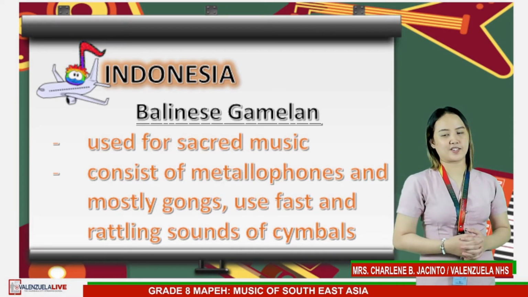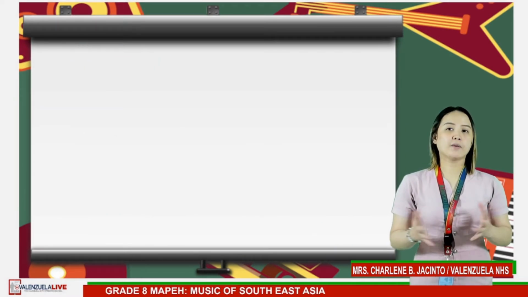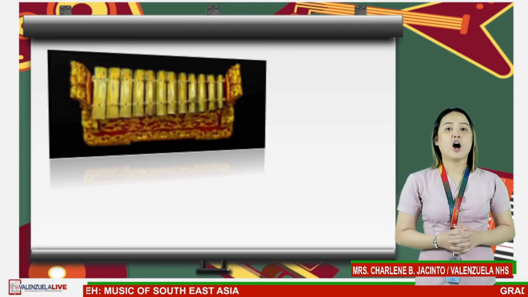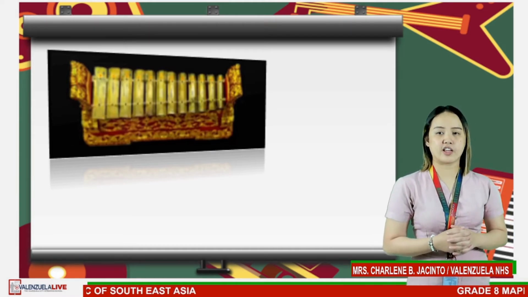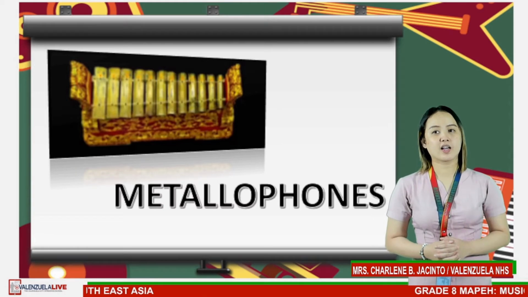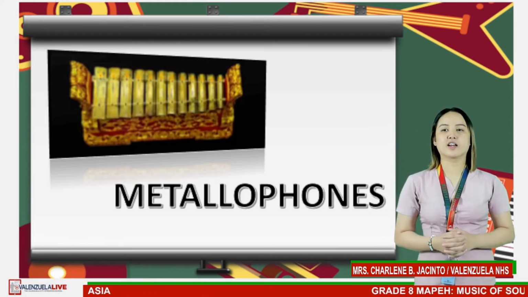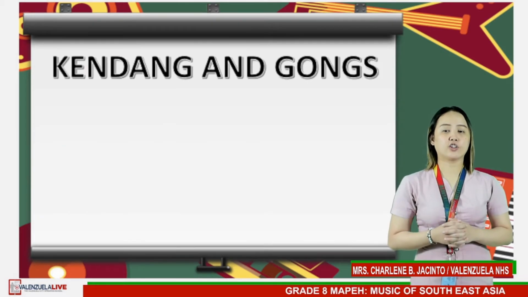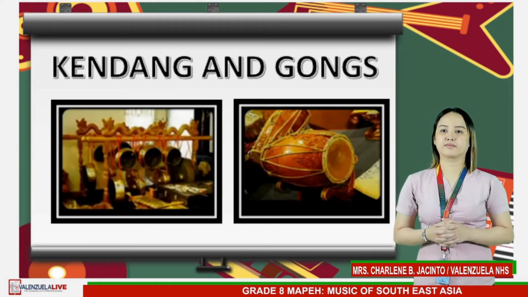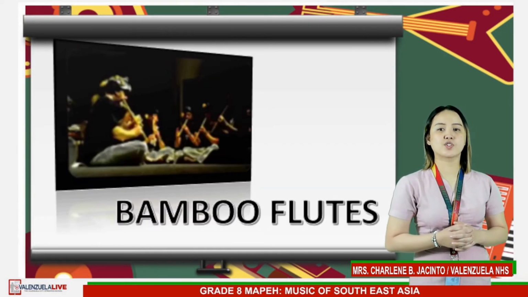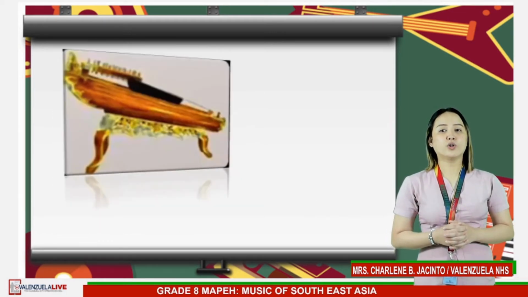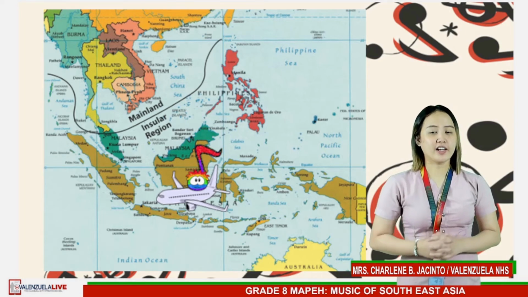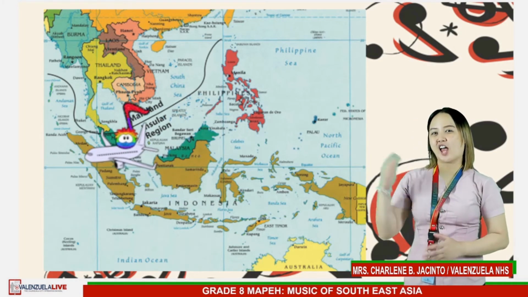sounds of cymbals. To sum it up, the instruments of Indonesian music consist of a variety of instruments such as metallophones, xylophones, kendang and gongs, bamboo flutes, bowed and plucked strings. Next on our list is Malaysia.